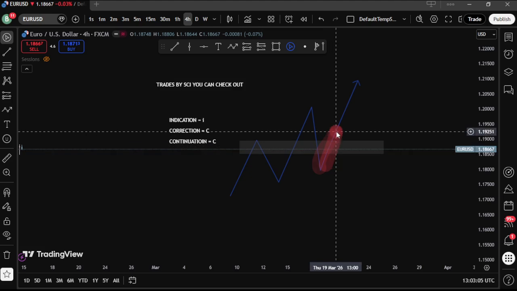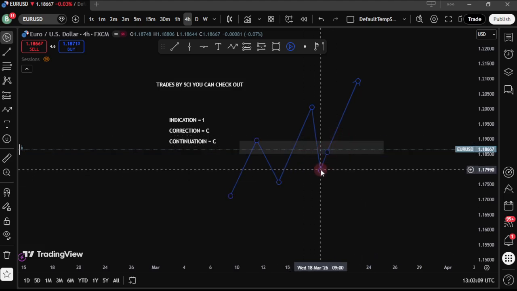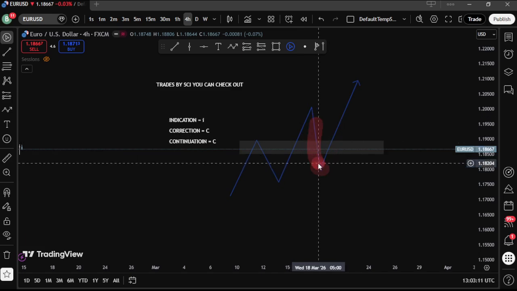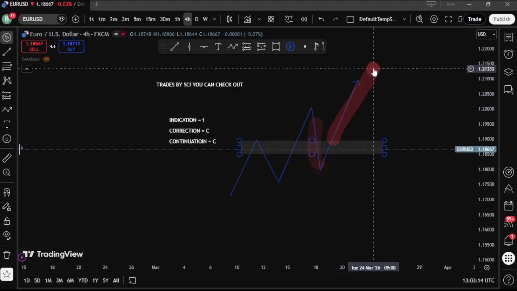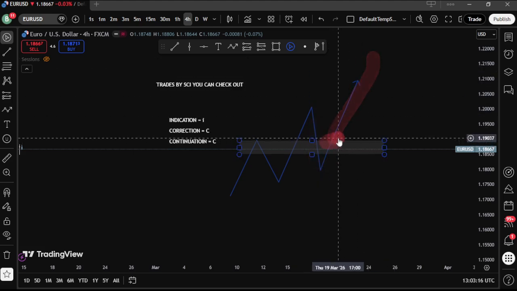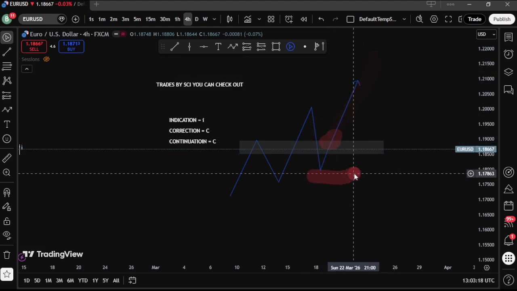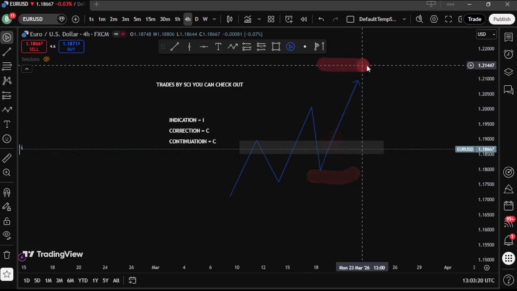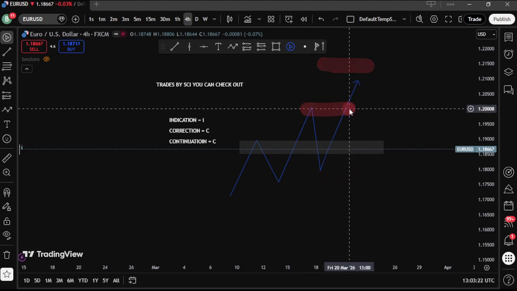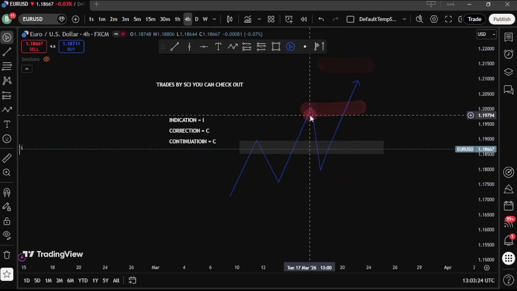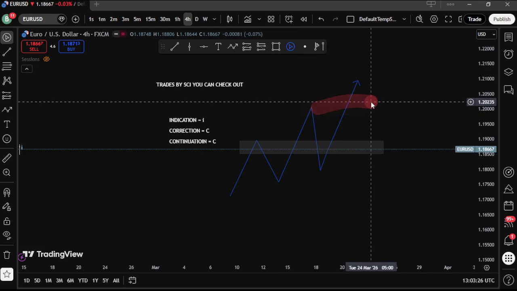Because when it comes above this level, we assume that the correction is over, or the pullback is over. So we are going to have this expansion leg. So we buy around here, place our stop loss below this low that has been formed, and target the highs. We can target here. The actual concept is that we target this high over here.